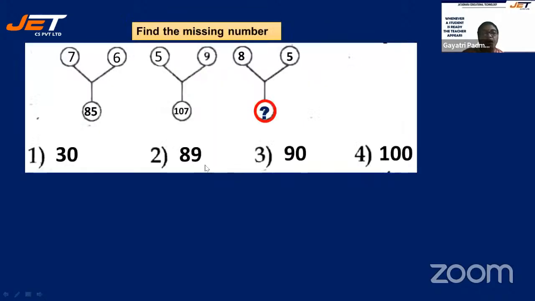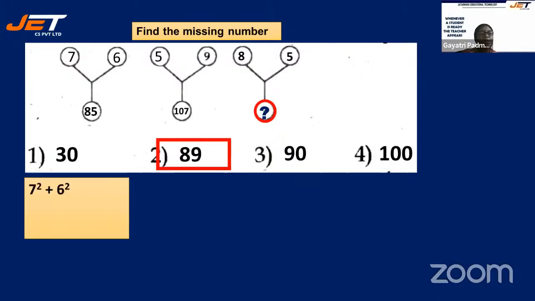All right. Now let's do the next sum. Again, find the missing number. You have 7, 6, 85. 5, 9, 107. 8, 5, dash. Yes, quickly we'll do it. How? See, 7 square plus 6 square. What is 7 square plus 6 square? 49 plus 36, you are getting 85.